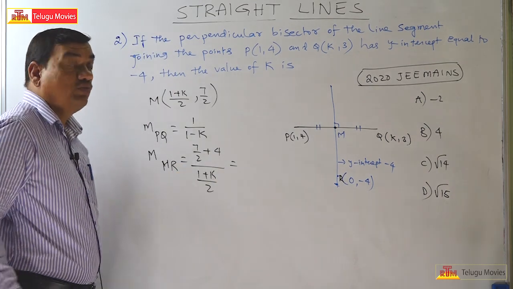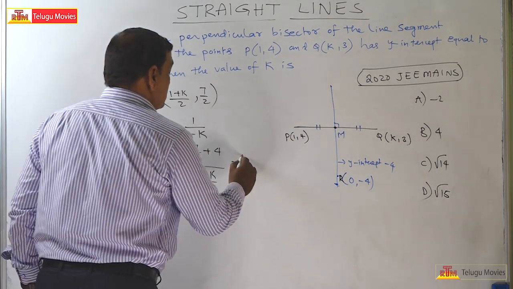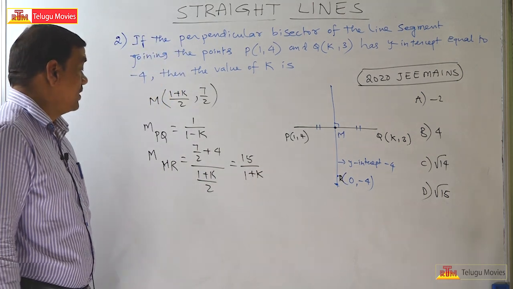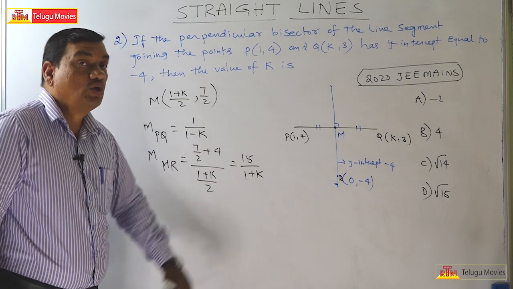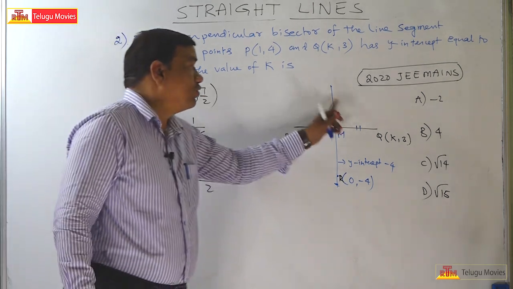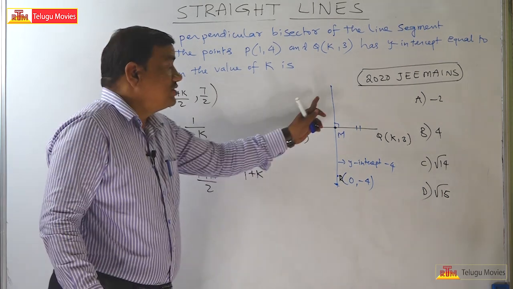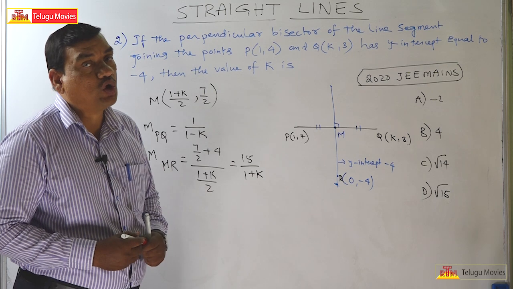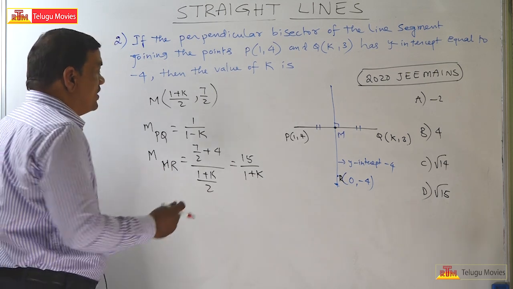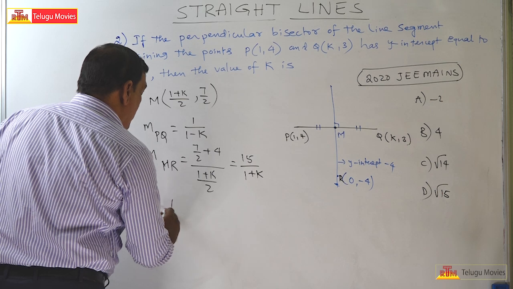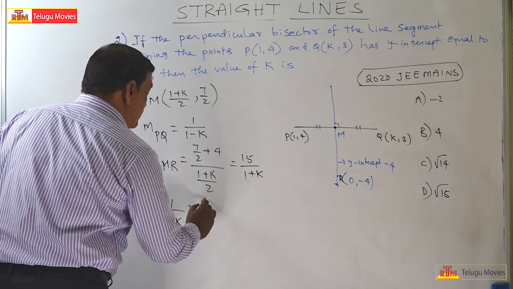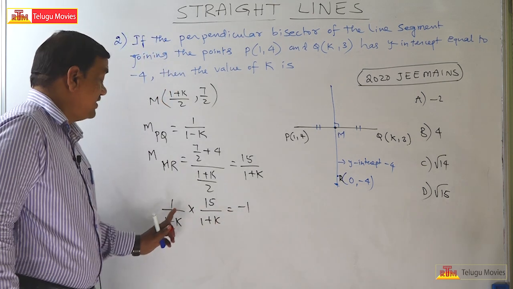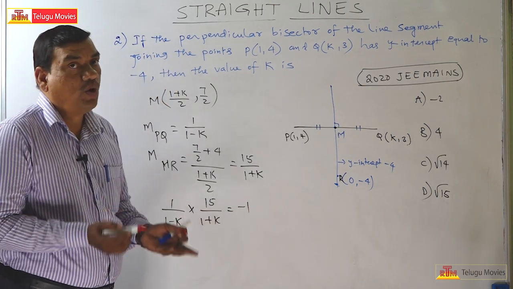That is 7 by 2 plus 4, divided by x2 minus x1, which is (1 plus k) upon 2. The 2 will cancel, 2 fours are 8, 8 plus 7 is 15, so 15 by (1 plus k). The product of these slopes is equal to minus 1. Why? Because these two lines are perpendicular, no? Since these two lines are perpendicular, we know the product of their slopes is equal to minus 1. So, 1 upon (1 minus k) times 15 upon (1 plus k) is equal to minus 1. That is m1 into m2 is equal to minus 1.